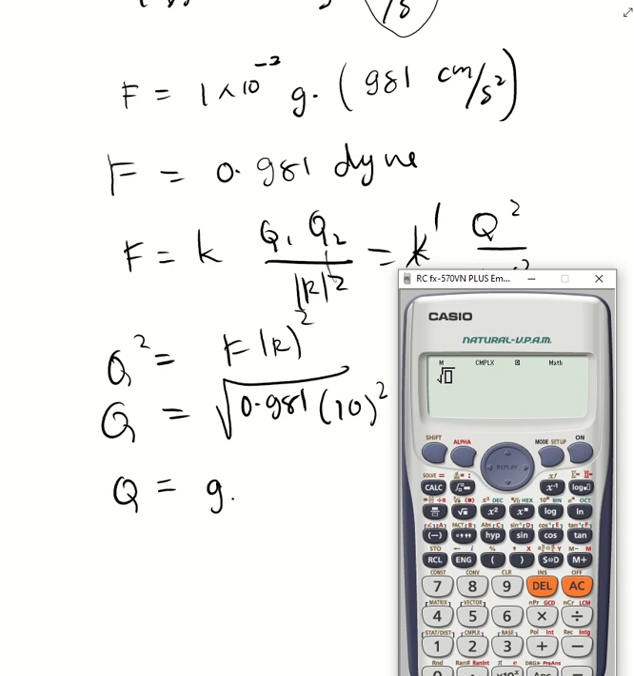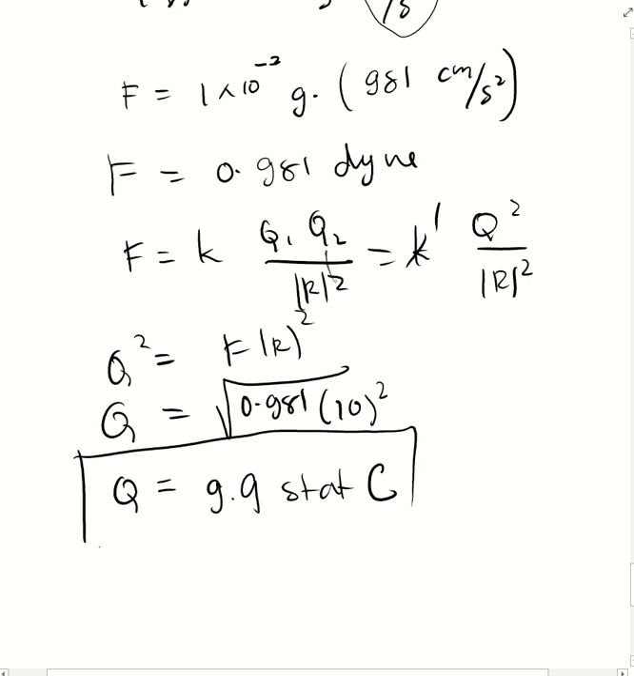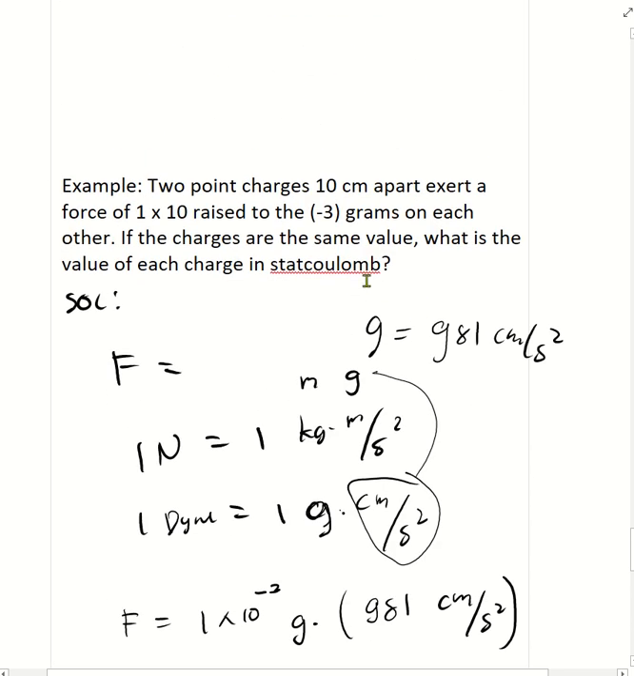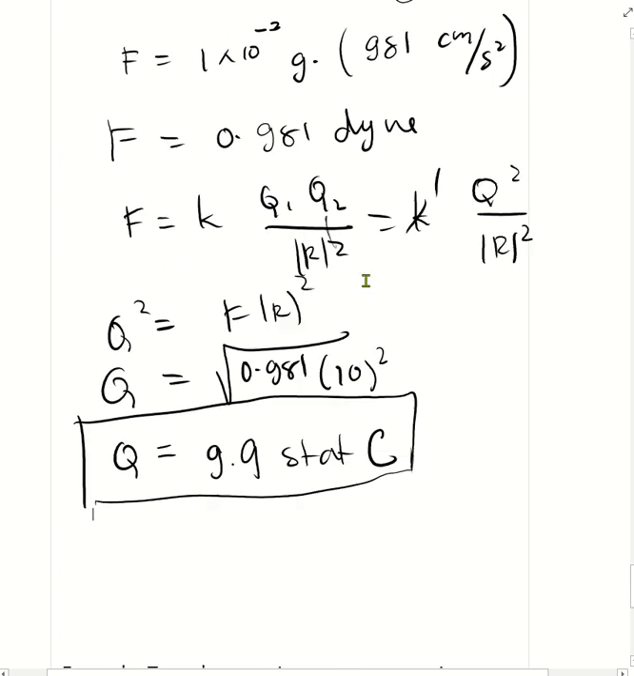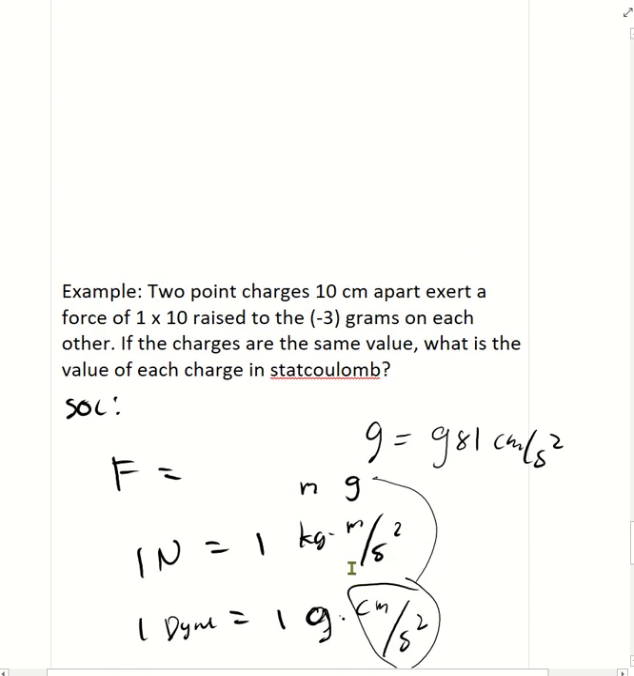Square root of 0.981 times 10 squared, that is 9.9 stat Coulomb. And that is the value of the charges in stat Coulomb, because the problem is asking for the value of charge in stat Coulomb. But if the problem asks in Coulomb, you need to convert this one, and I already gave you the conversion of stat Coulomb.